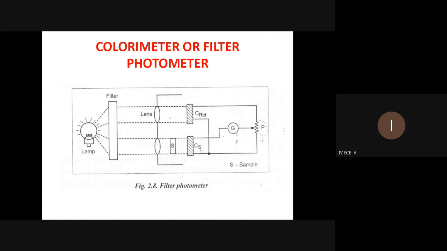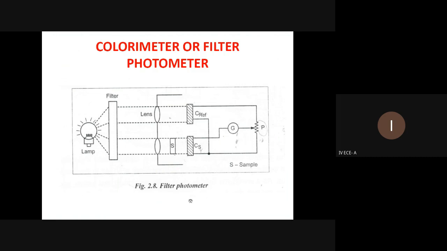A single beam photometer consists of a light source and a lens that makes the light beam parallel. The filter is for wavelength selection. There is a sample holder keeping the solution to be analyzed. The light source is a tungsten filament lamp.